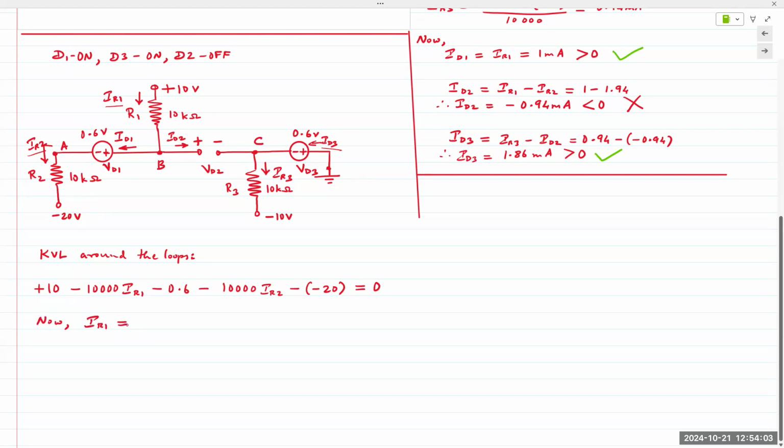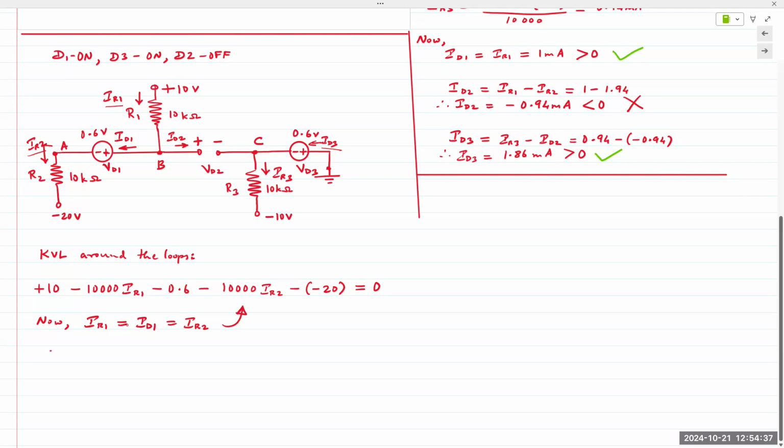IR1 is equal to ID1, which is also equal to IR2. There is no other pathway for the current to flow through. It's all the same. So if you plug that into the above equation, we can obtain a direct result for ID1. The only unknown variable would be that current, and as we stated, that is the same as the diode current.